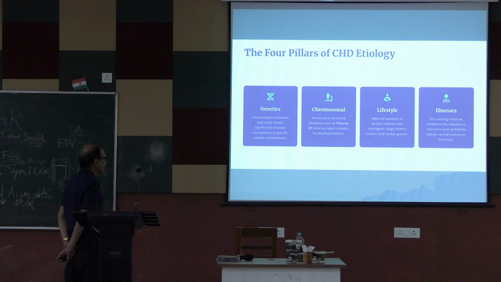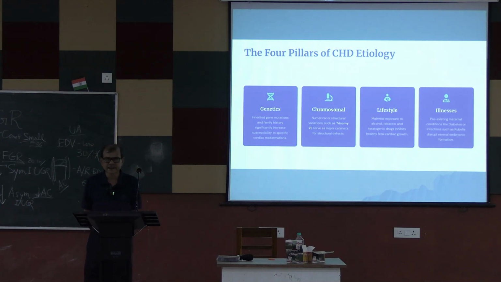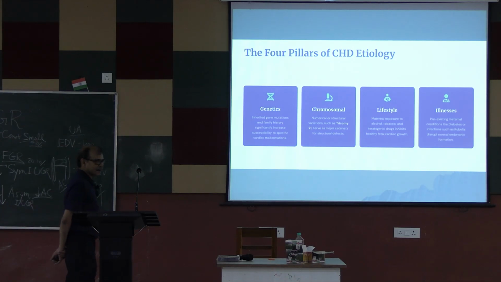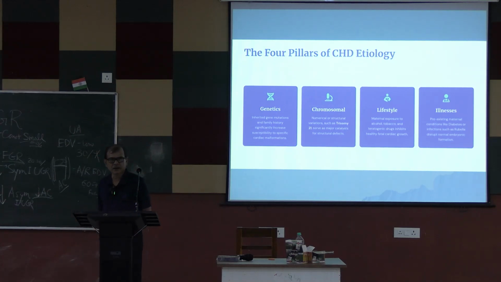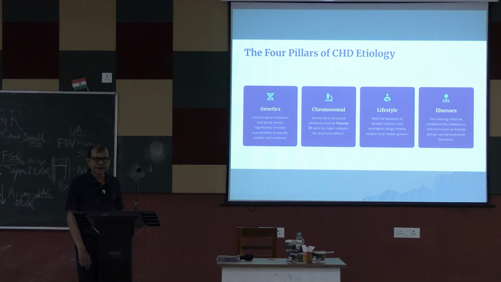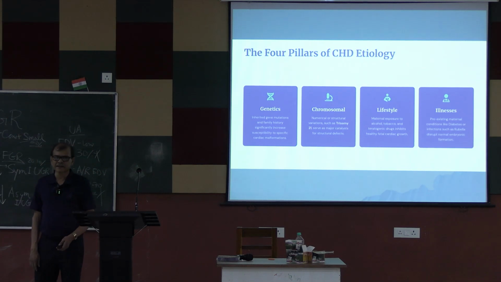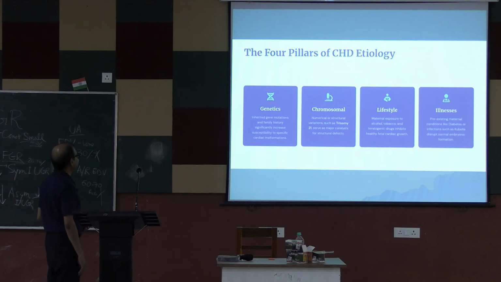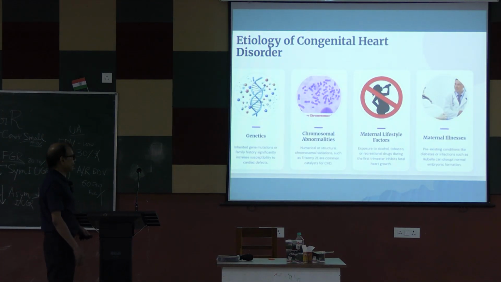Number three, maternal lifestyle and maternal illnesses, especially rubella virus infection or Zika virus infection. Maternal lifestyle modification, that means exposure to alcohol, smoking, and other teratogens. So the four pillars of congenital heart disease etiology: number one, genetic endowment; number two, chromosomal aberration; number three, lifestyle and behavioral pattern of the parents, especially the mother; and lastly, the maternal illness. Genetics, chromosomal aberration, maternal lifestyle factors, and maternal illnesses, especially rubella and Zika virus.